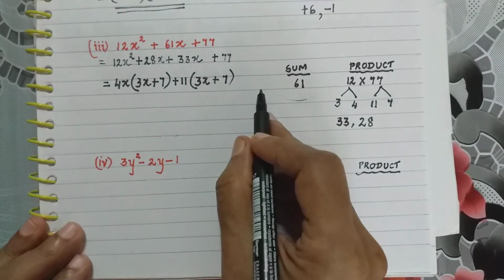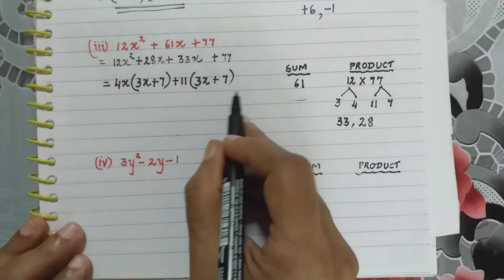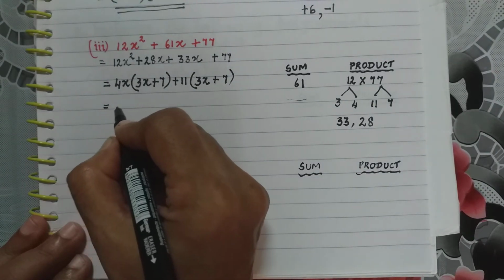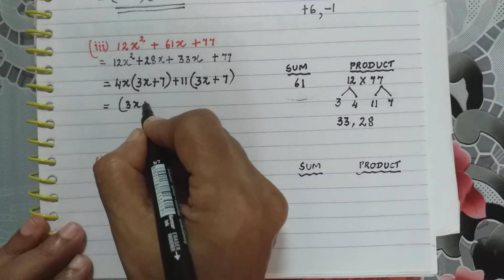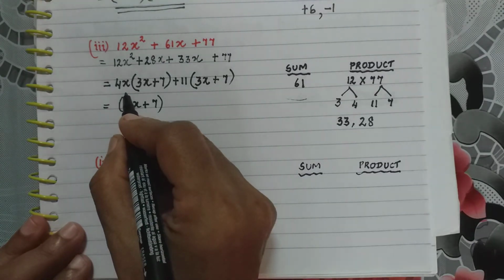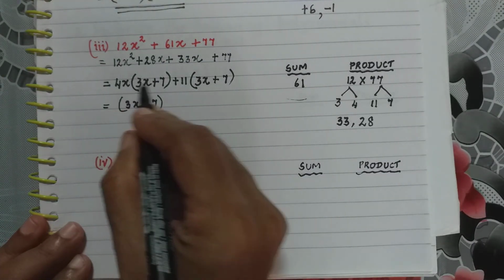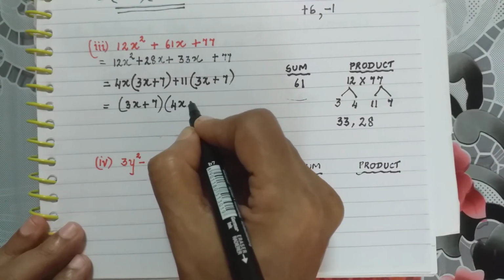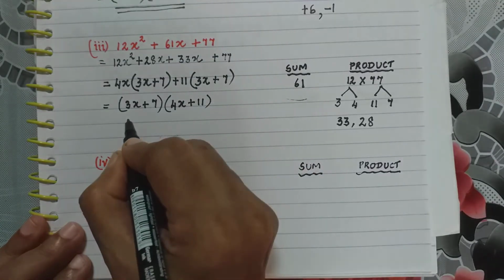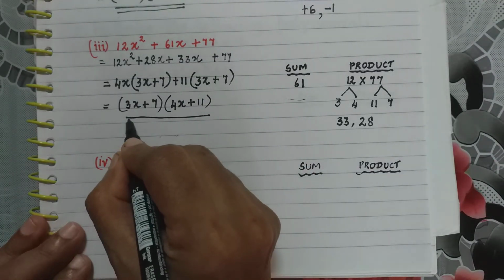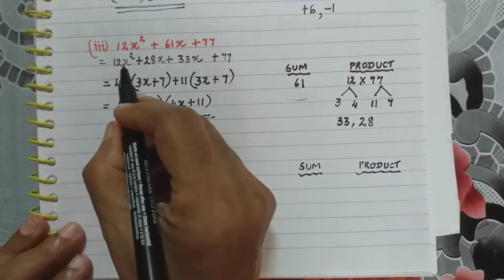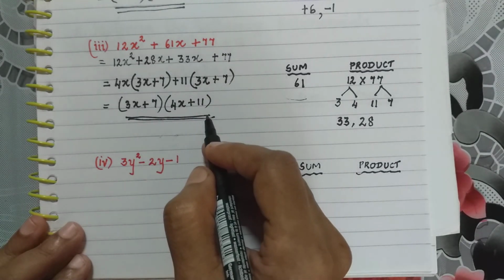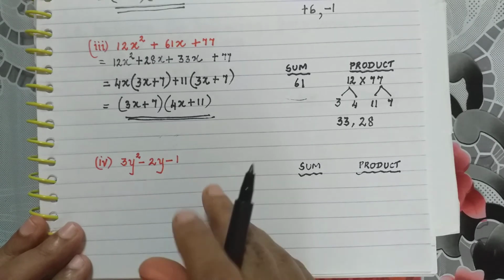So now we have these two terms. In these two terms we see what is in the bracket is common, that is 3x plus 7. So we write that out first, that is 3x plus 7. What is outside the bracket now? 4x plus 11. So that will be in the next bracket, that is 4x plus 11. So therefore I have the factors of 12x square plus 61x plus 77 as 3x plus 7 into 4x plus 11.